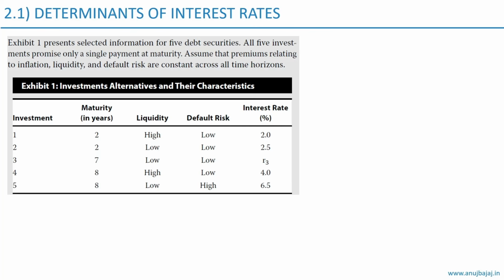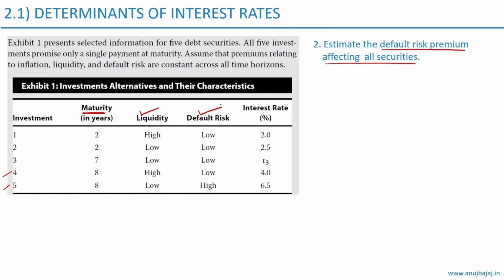Let us look at the second question. Estimate the default risk premium affecting all securities. Let us compare investment 4 and investment 5. Investment 4 and 5 have the same maturity, but they have different liquidity profiles and different default risk.